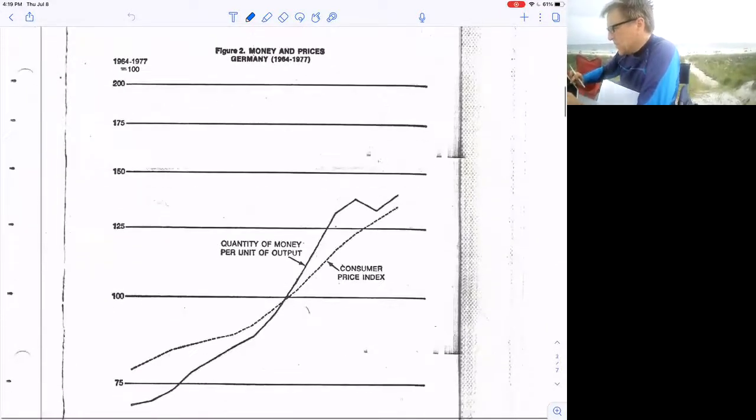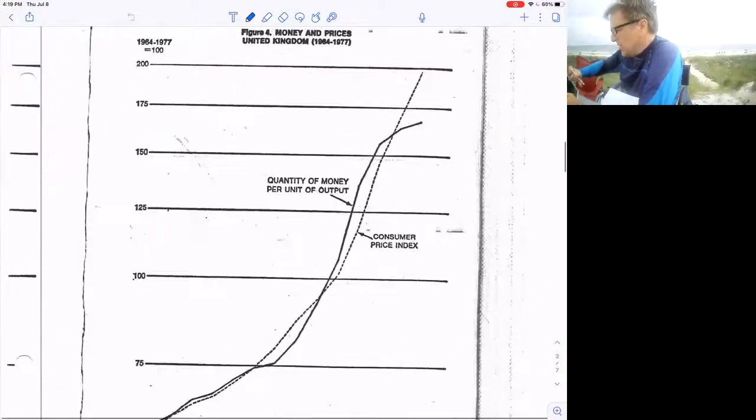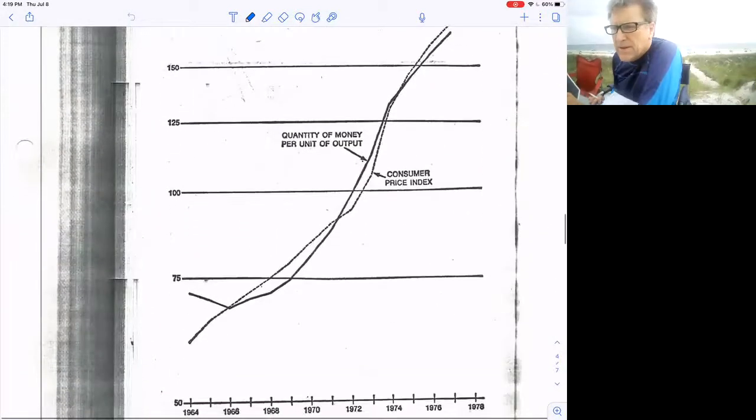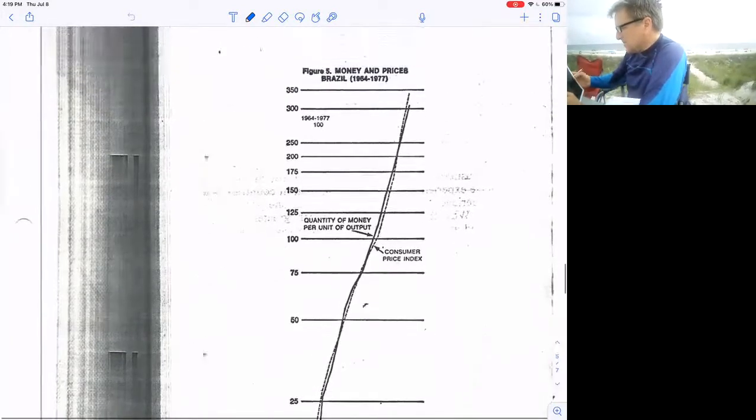Then he did the same thing with Germany. Looked at the amount of money that they were printing and the consumer price index, close correlation. Did the same thing with the UK. You can see here, close correlation. Once again, Japan, same time period, same type of graph. And my favorite here is Brazil, where the money supply went up by about a factor of 35, and prices went up by about a factor of 35 also. Convincing argument here that money has a lot to do with prices.